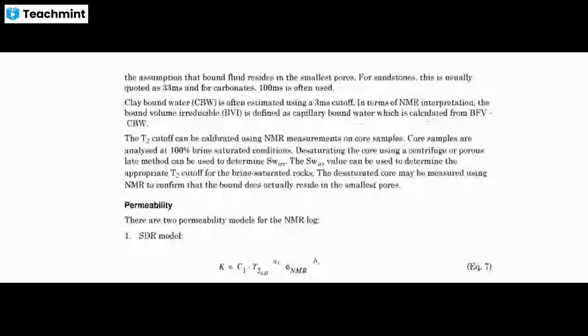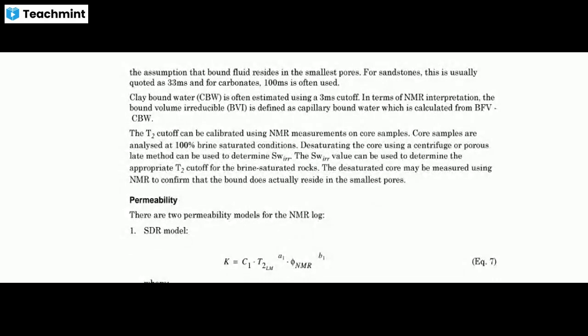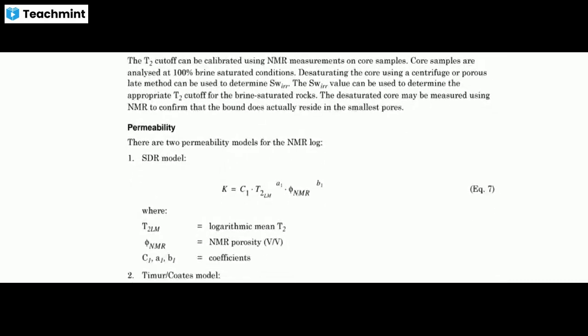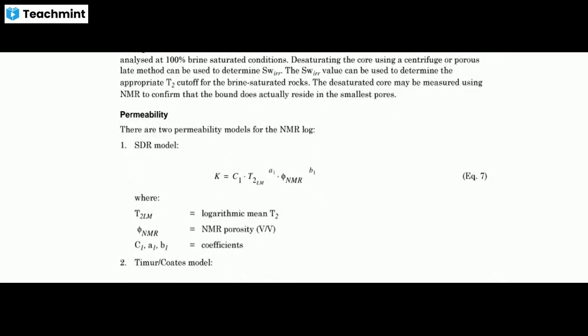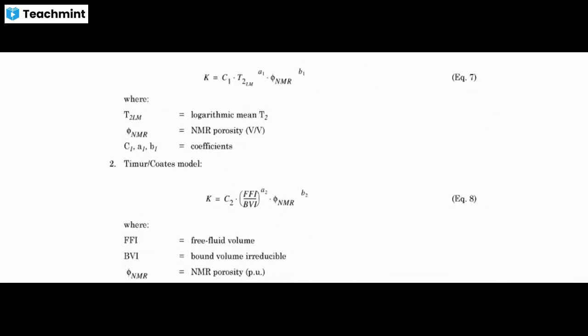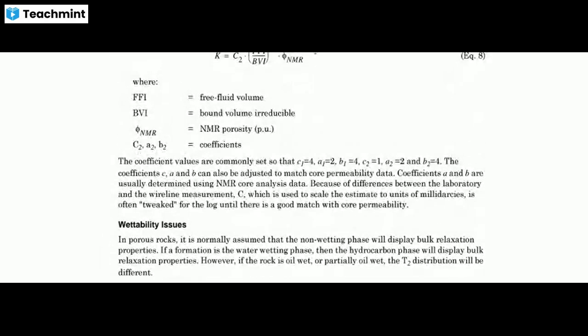Clay bound water is often used. And permeability: there are two permeability models in NMR logging, the SDR model and the Timur-Coates model. So what are the wettability issues? In porous rocks, it's normally assumed that the non-wetting phase will display bulk relaxation properties.